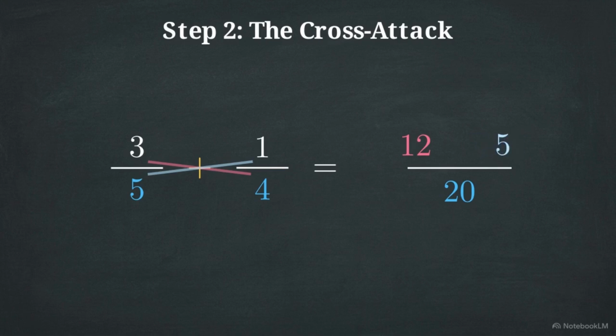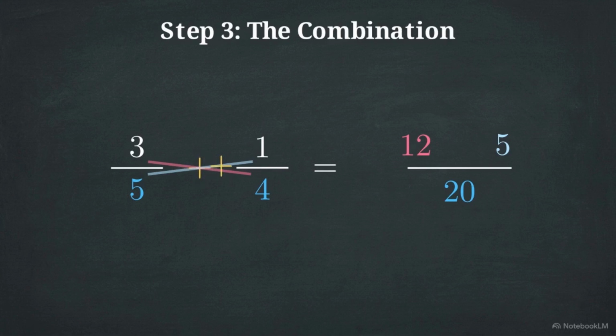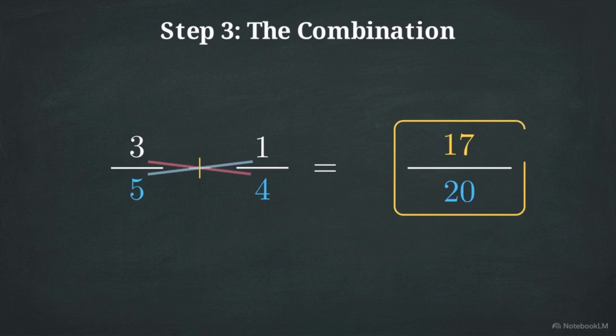Step 3 is the combination. Now we look at that addition symbol. We add our two new top numbers, 12 and 5, to get 17. We place that over our base of 20 to reach the final answer.